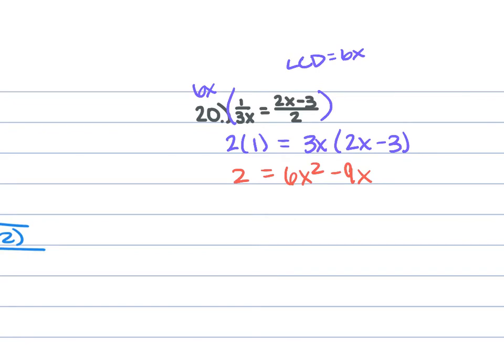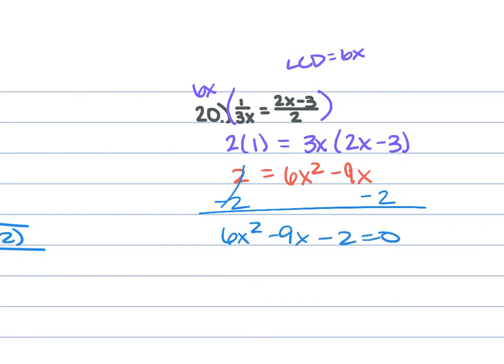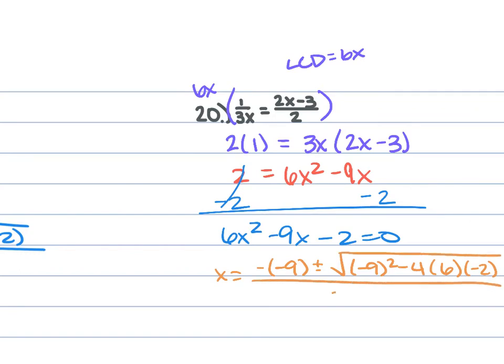So I am going to move my 2 over by subtracting it from each side. So we have 6x squared minus 9x minus 2 is equal to 0. I'm just going to use my quadratic formula because, like I said, to me that's the easiest to use. So x is equal to negative times negative 9 plus or minus the square root of negative 9 squared minus 4 times 6 times negative 2 all over 2 times 6.